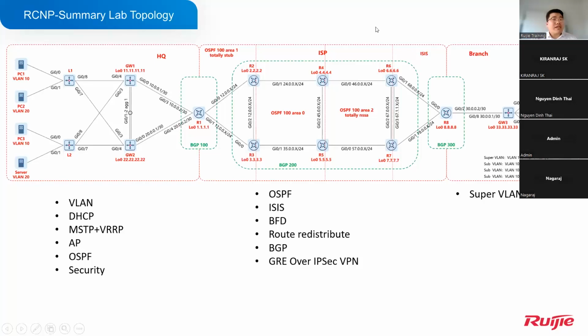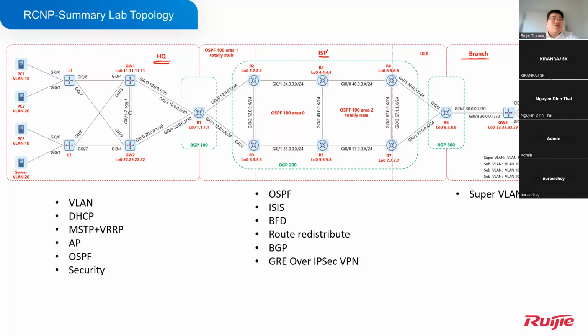The whole network is tiered into 3 parts. You can see on the left is the headquarters. We use a square to distinguish them. At the left is the headquarters network, and on the right is the branches network. Between the headquarters and the branch, of course, is the ISP, the Internet Service Provider's network.